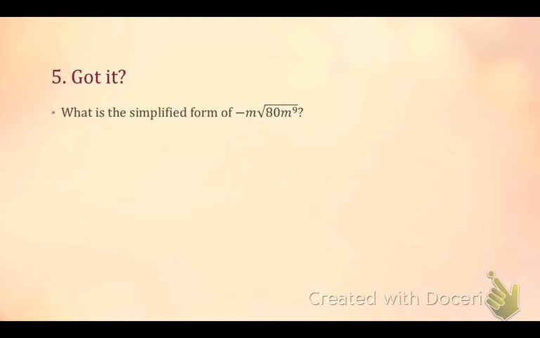All right, welcome back. If you are not ready for your answer, please pause. But the answer for got it 5 is negative 4m to the 5th times the square root of 5m. So if you have questions about this one, and especially if this does not make sense to you, please make sure you pause and ask for help, and we are more than happy to help you.